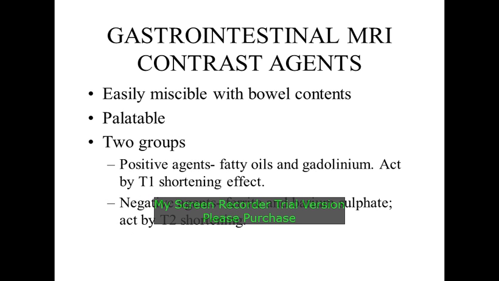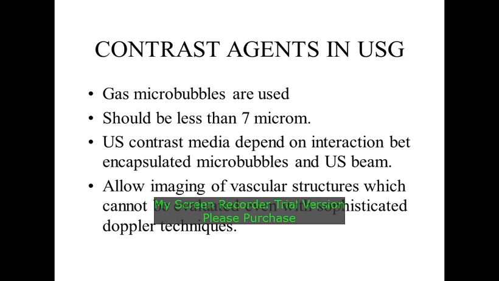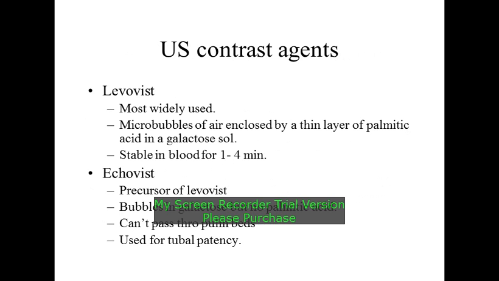Gastrointestinal MRI contrast agents should be easily mixable with bowel contents and palatable. Two groups: positive agents, fatty oils and gadolinium, act by T1 shortening effect. Negative agents, ferrite and barium sulfate, act by T2 shortening effect. Contrast agents in ultrasound: gas microbubbles are used, which should be less than 7 micron. Ultrasound contrast media depend on the interaction between the encapsulated microbubbles and the ultrasound beam. They allow imaging of the vascular structures which cannot be evaluated even with sophisticated Doppler techniques.